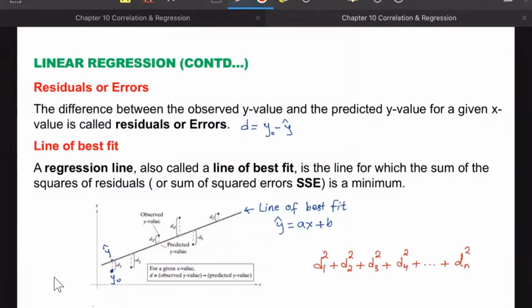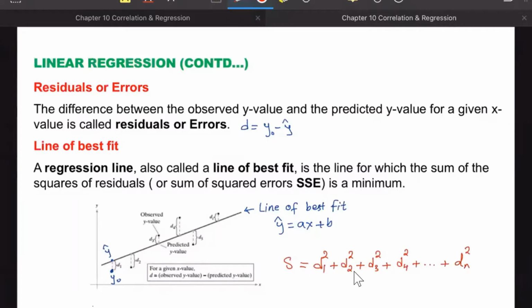If you find all this, for the line of best fit, the regression line, the sum of all these should be minimum. This sum, when you find the value, this S must be minimum. So a regression line, also called the line of best fit, is the line for which the sum of the squares of the residuals is minimum.